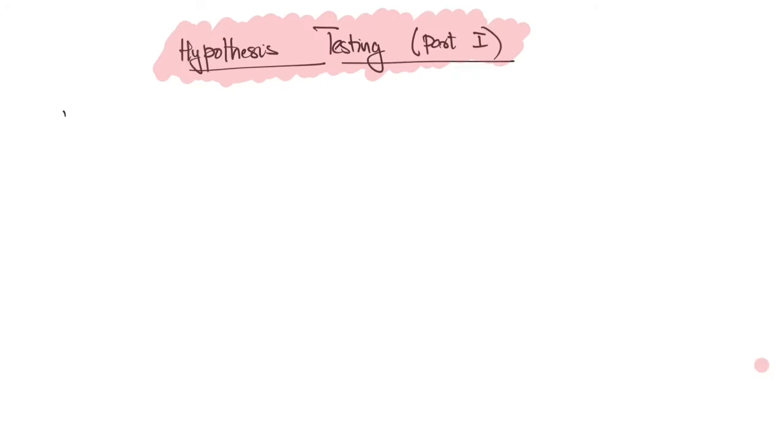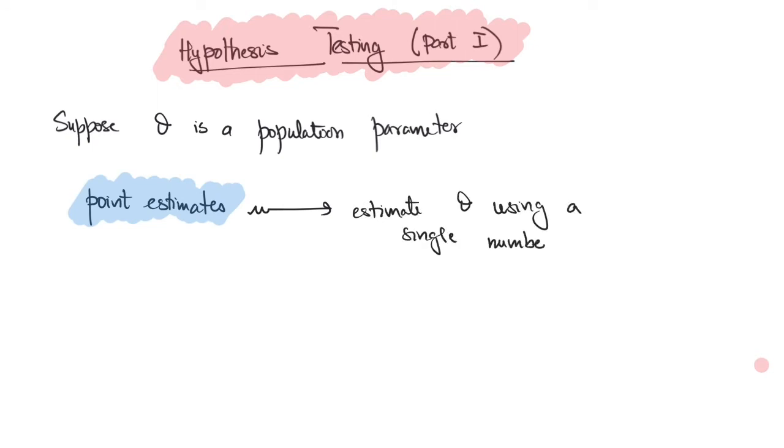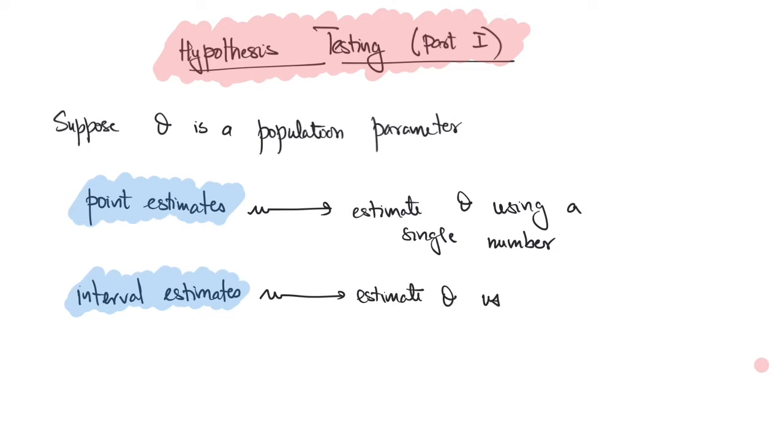Today we will talk about hypothesis testing. This will be the first part of many videos. We begin with data, a population parameter, and we recall that point estimates help us estimate data using a single number. On the other hand, we had interval estimates that help us estimate data using a range of values, an interval in this case.